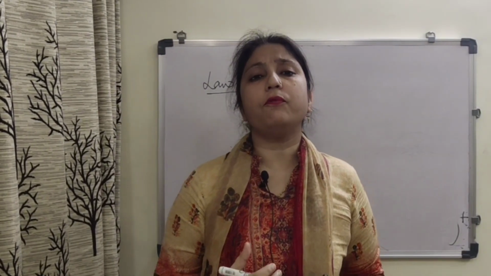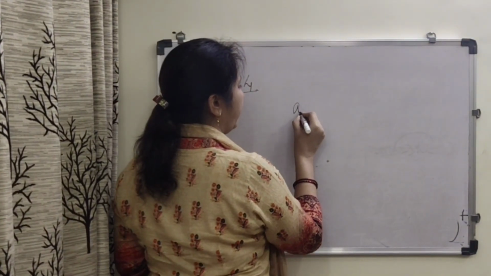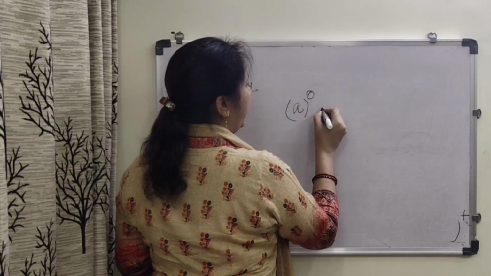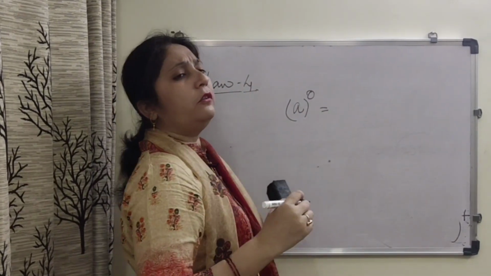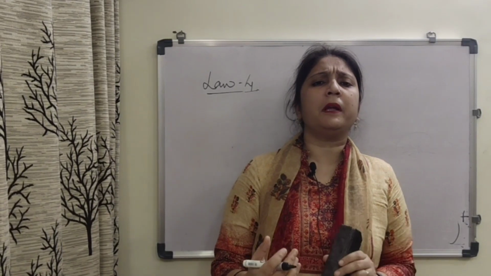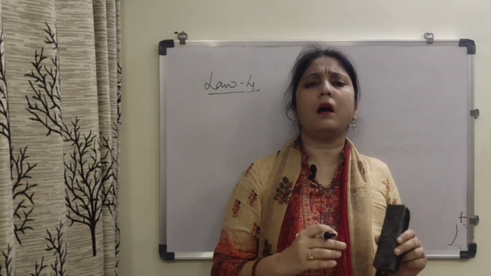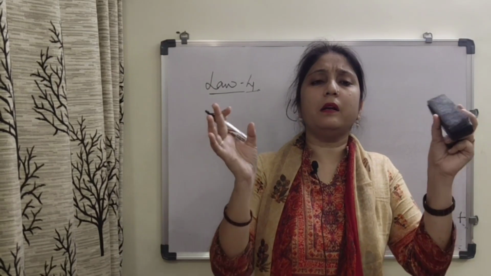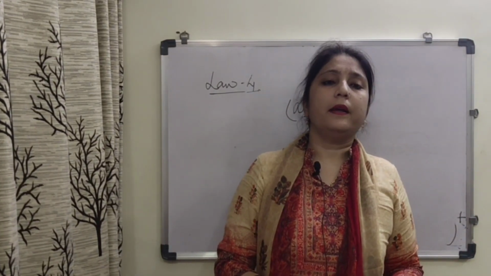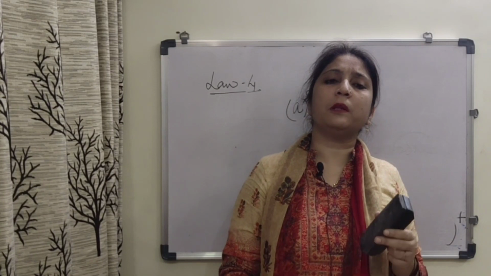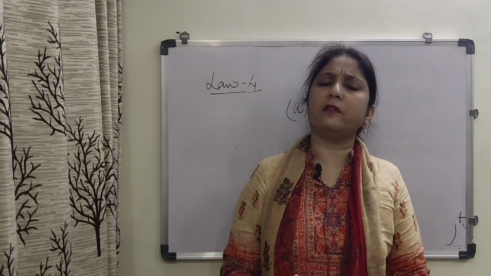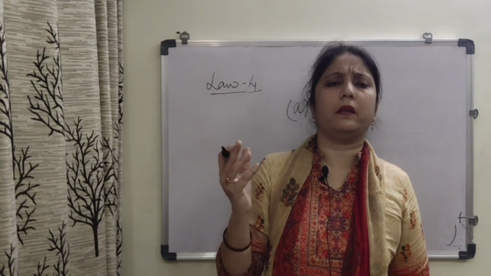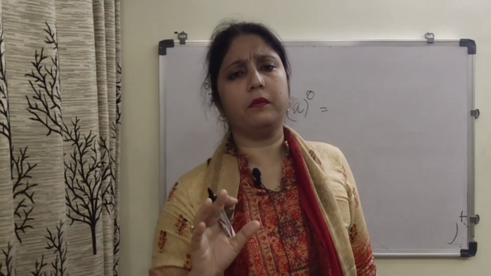Now coming to the fourth law of exponents. According to the fourth law, for any real number a with exponent 0, children, when I say any real number a, real number is a vast family. All types of numbers are included in that. It includes whole numbers, natural numbers, rational numbers, integers, decimal numbers, as large as you can think. Every number comes under real number.